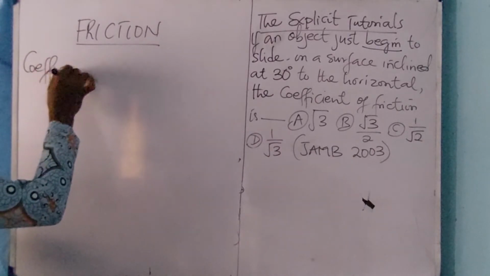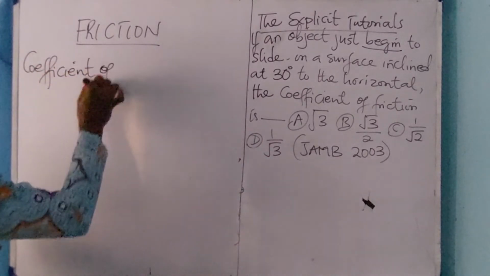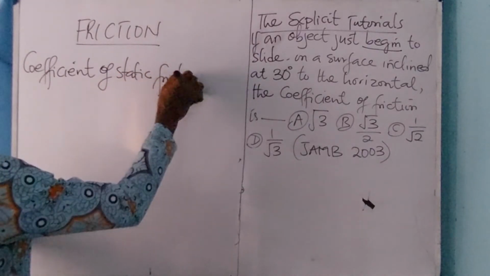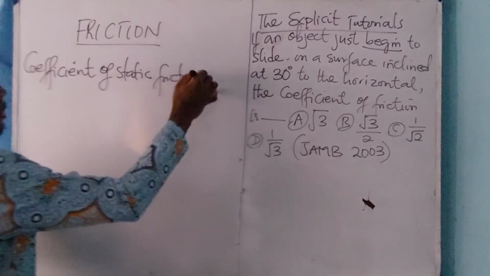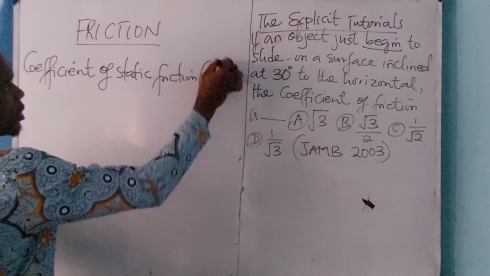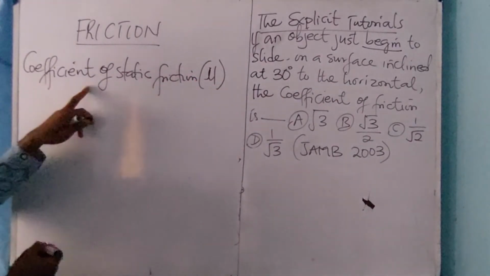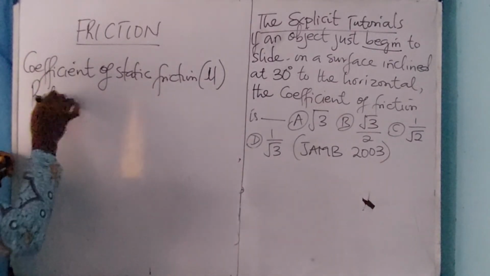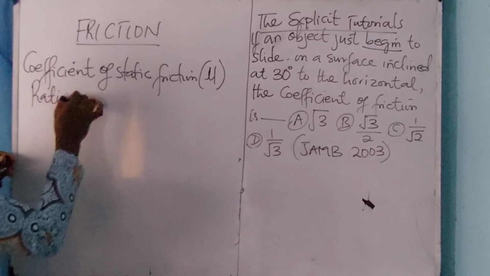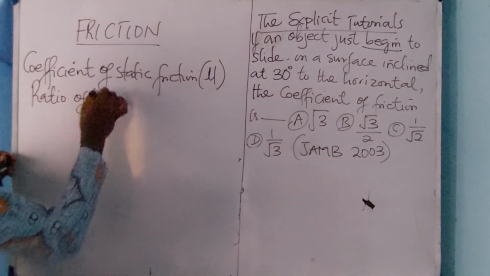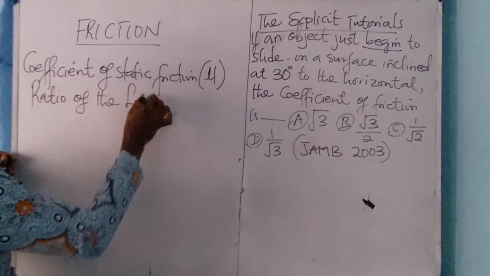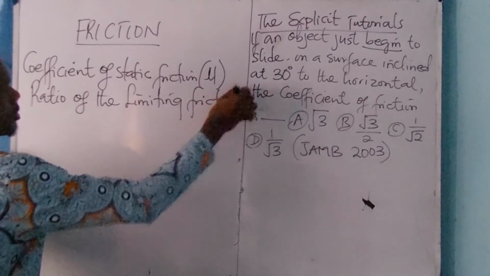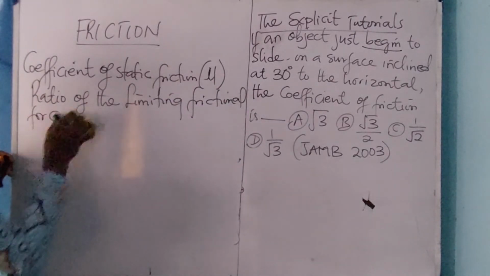Please, there is what we call the coefficient of static friction. Coefficient of static friction is denoted as this. The coefficient of static friction can be defined as the ratio of the limiting frictional force, which is denoted as what?